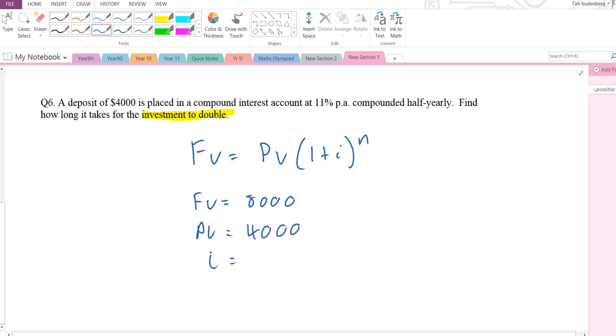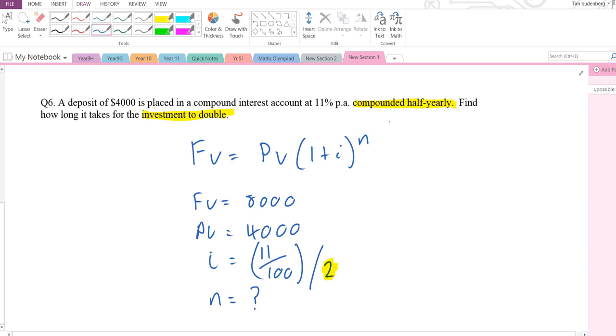Interest rate is 11%. But remember, we're going to divide it by 100 to convert it into a decimal. And then we take that and divide it by 2 because we want the interest rate per period. So here it's being compounded half yearly. If it's 11% per year, we divide it by 2 to get it per half year. And finally, n is the number of compounding periods. And that's what we're trying to find.